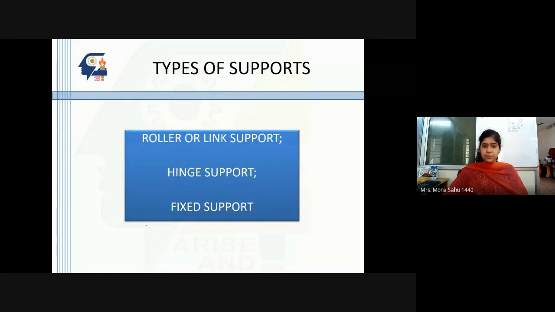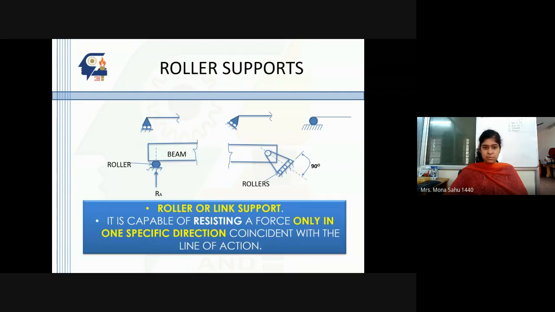Types of support. You have roller support, hinge support, fixed support. So we learned till now what is a beam and what is static equilibrium. The next topic is types of support. So what do you mean by roller support? There is a roller here. So the beam can roll over this. But the movement in z direction is restricted. So RA, there will be a reaction force. Whichever direction it is restricted, there will be a reaction force.